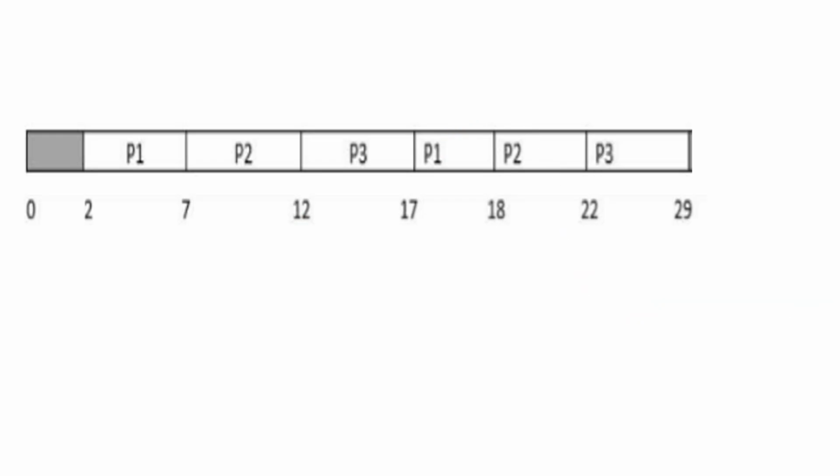Next, who will come? P3. So where will P2 go? P2 will go and do its remaining IO work. That is 3 seconds of work. Right? So within these 7 seconds, P2 will complete its IO work and go out of the queue.